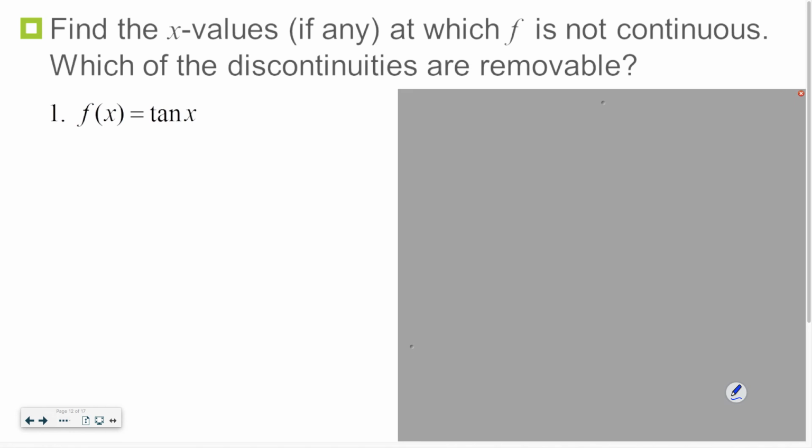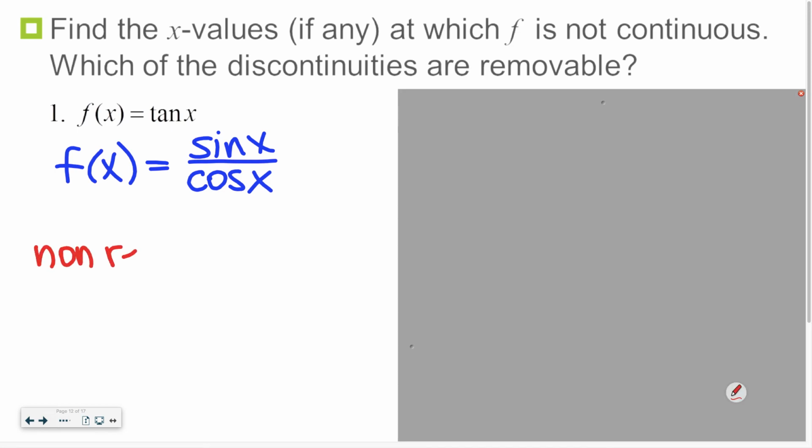Cosine zero. Why are you saying cosine is 0? Because it's sine over cosine. Okay, so we can change this to a fraction, right? And we talked about, well, we have discontinuity anytime the denominator is 0. We can't divide by 0. So what's occurring, we have non-removable discontinuities.